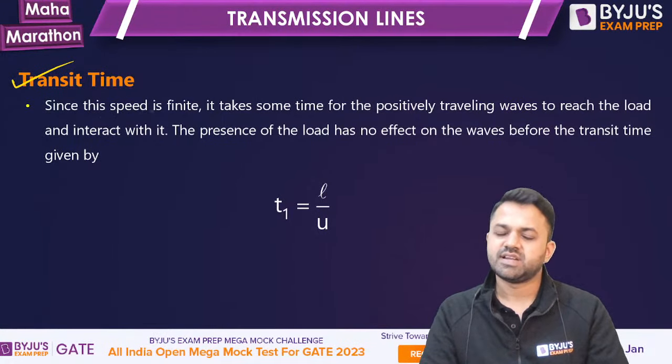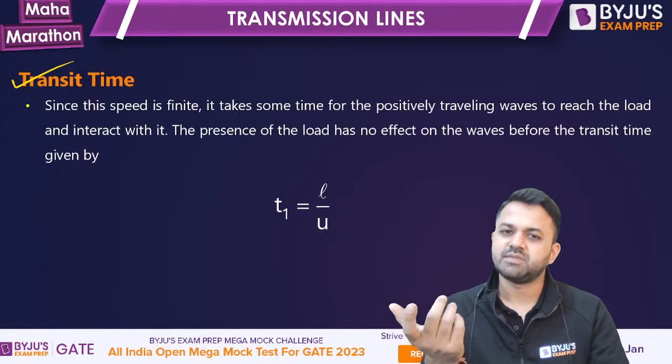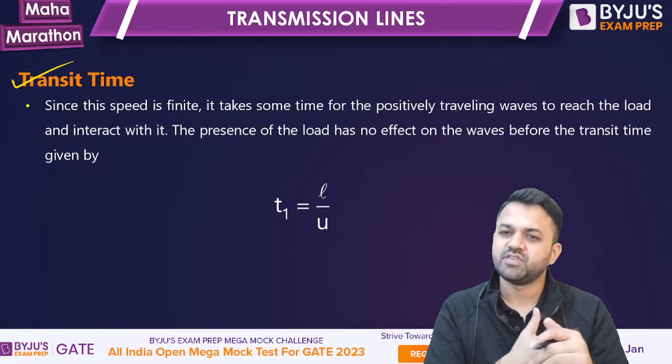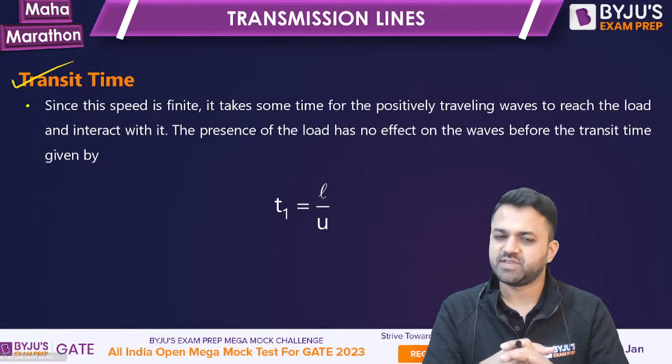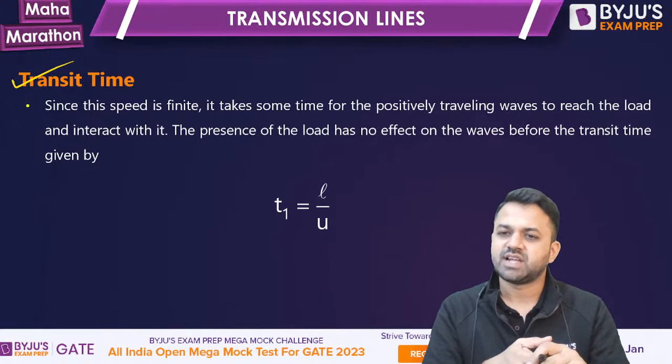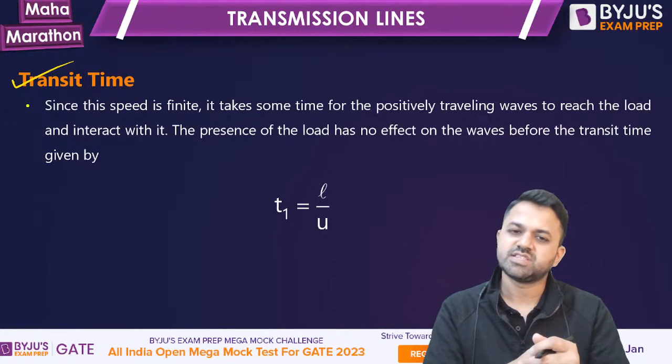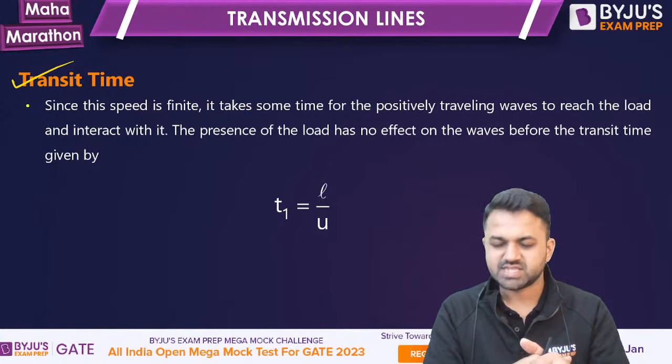Since the speed is finite, it takes some time for the positive traveling wave to reach the load and interact with it. So the presence of the load has no effect on the waves before the transit time, which is T1 equal to L upon u, distance upon velocity.